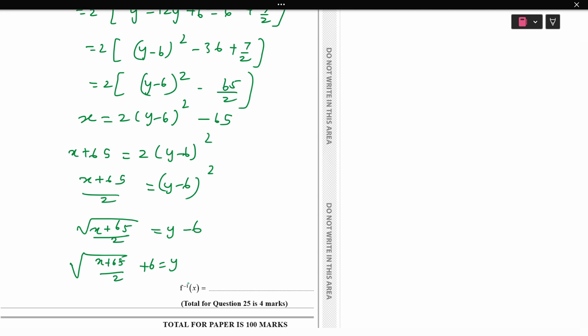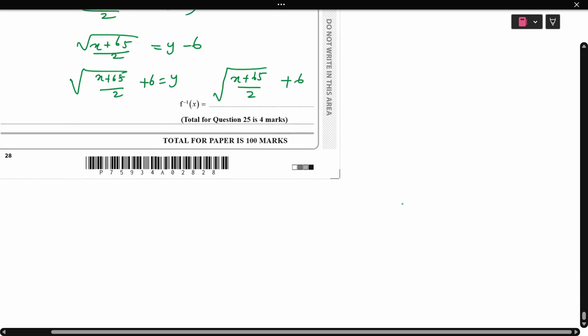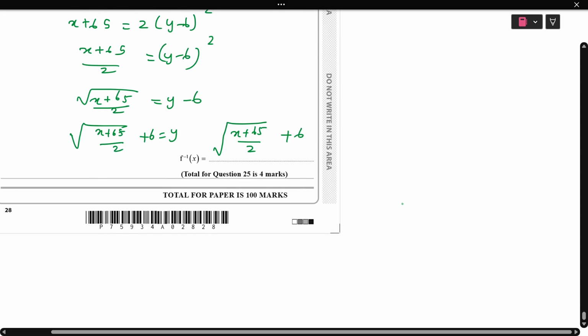So f inverse of x is square root of x plus 65 over 2, plus 6. The plus 6 should be outside. So this is the final answer. Yeah, we finished the paper. It's out of 100 marks.